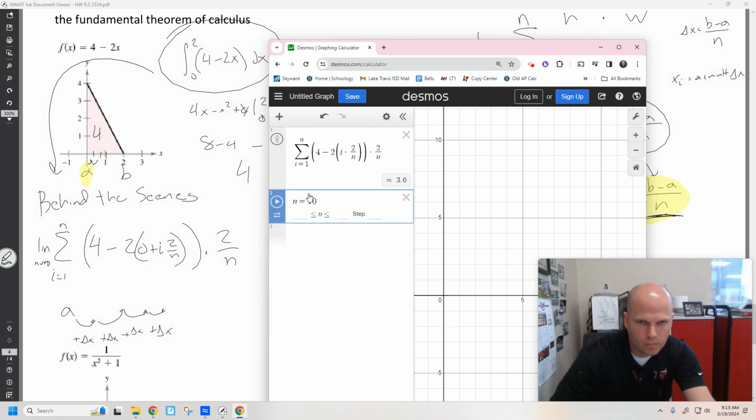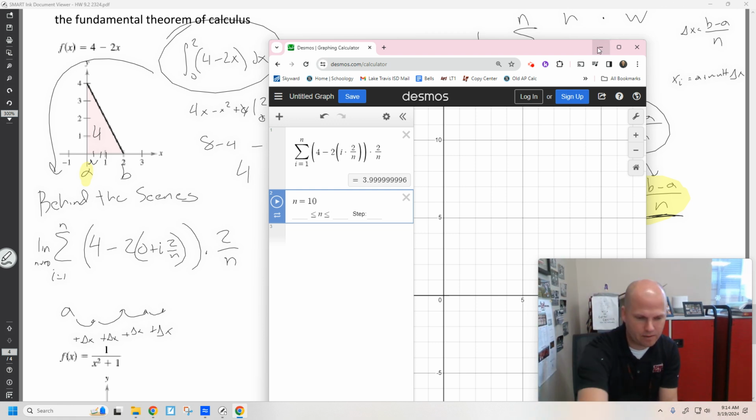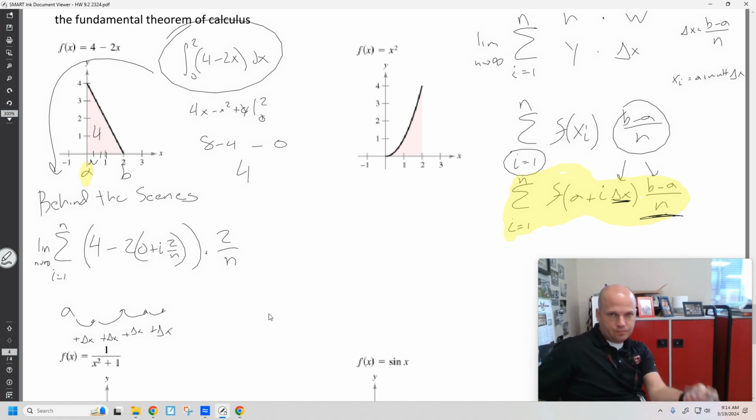Okay. 10 objects, I get 3.6. 100 objects, 3.96. 1,000, 3.996. 10,000, 100,000. A million, a billion. We're getting closer and closer to 4. We never get to 4, which is why the right Riemann sum has some failures. But if you use an infinite amount of them, which your computer will break if you do it, that's it. So boom, this is a behind the scenes calculator addition.